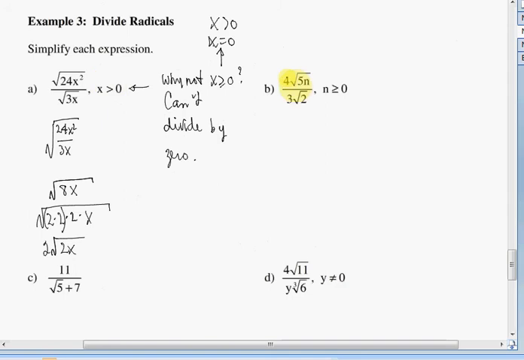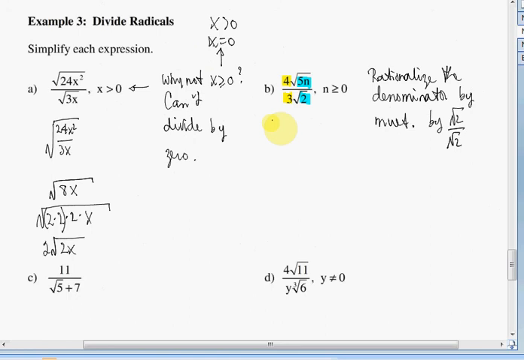Okay, on the next one, B, notice that you do have coefficients this time and you have radicands. And notice that the 2 doesn't fit into the 5 evenly. You get a decimal, you get 2.5. So on this particular example, we are going to rationalize the denominator. Okay, and so we're going to do that by multiplying by, and then we take a look at our radical in the denominator. It's root 2, so we're going to multiply by root 2 over root 2. So we write 4 square root of 5n over 3 square root of 2 times root 2 over root 2.